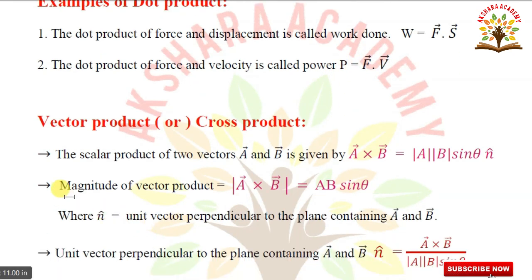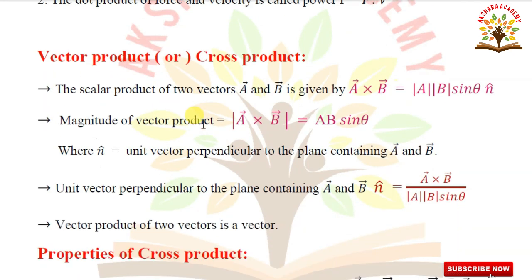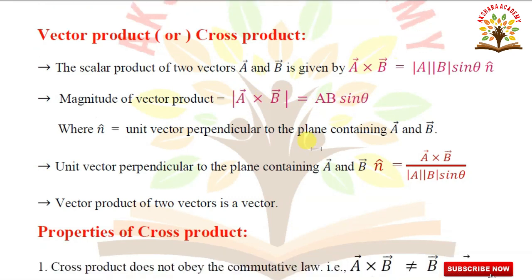Next, second one, vector product or cross product. The vector product of two vectors a bar and b bar is given by a bar cross b bar is equal to modulus of a bar into modulus of b bar sin theta into n cap. Magnitude of vector product is equal to modulus of a bar cross b bar is equal to ab sin theta.